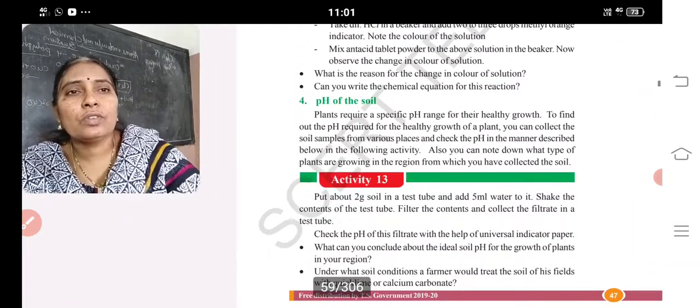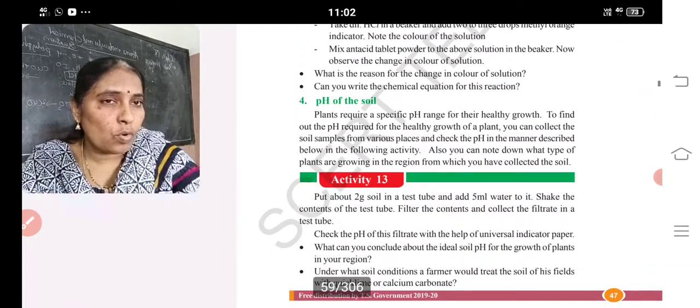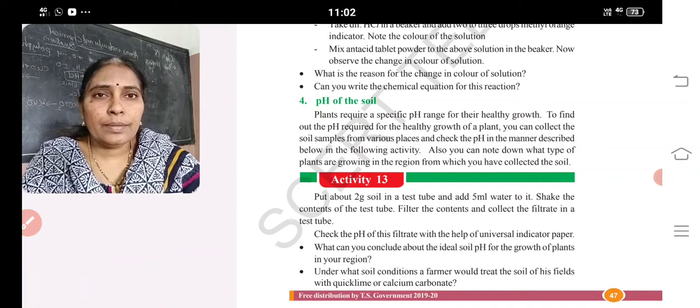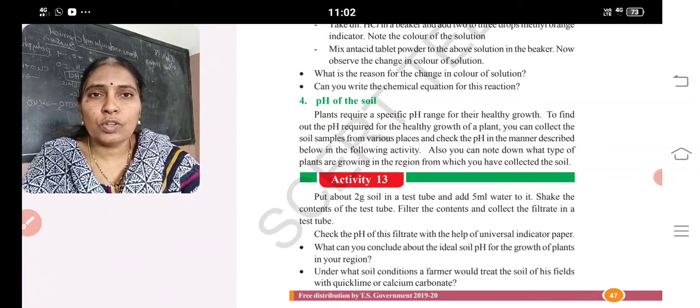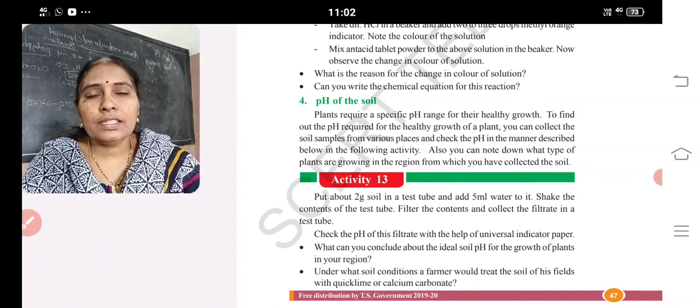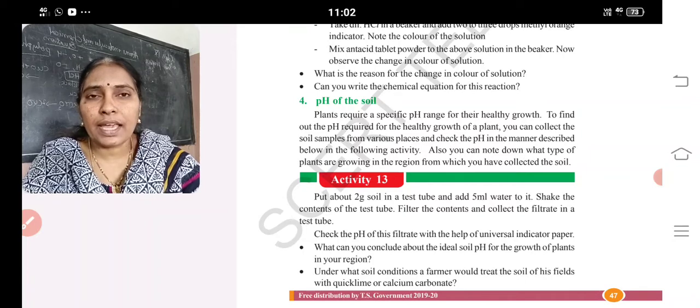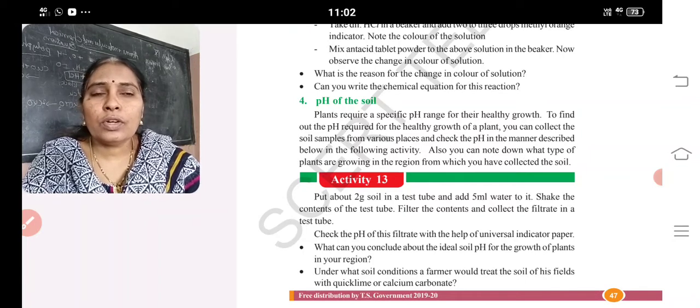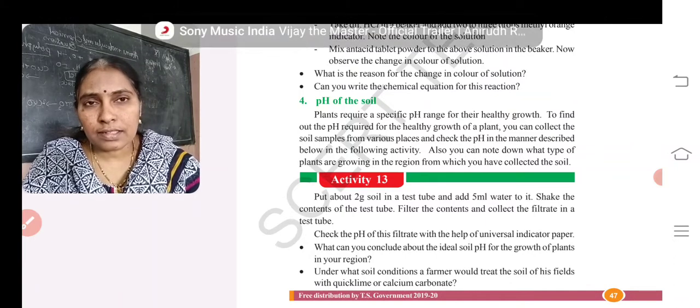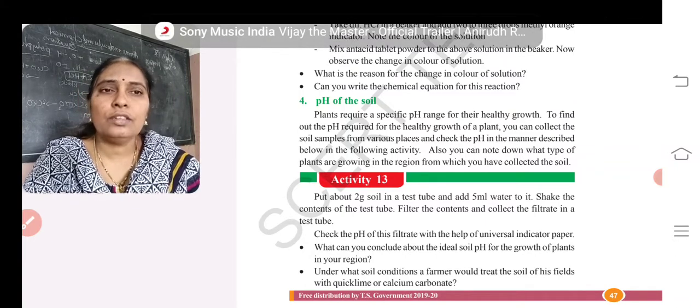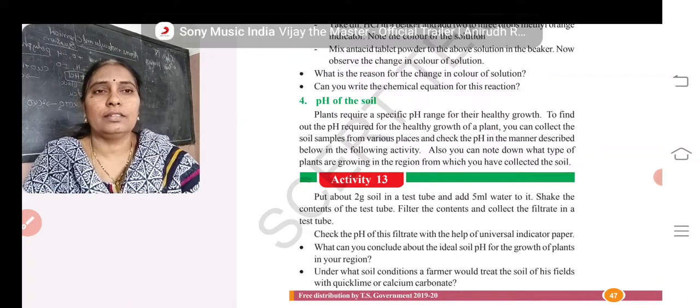Next, pH of the soil. Take the soil and dissolve it in water, filter it, and dip pH paper, the indicator, in that. It is known as universal indicator. If it changes to light orange, then it is said to be an acid, and if not, it is a base. If the soil is basic, then you need to add acidic fertilizers. If it is acidic, you need to add basic fertilizers.